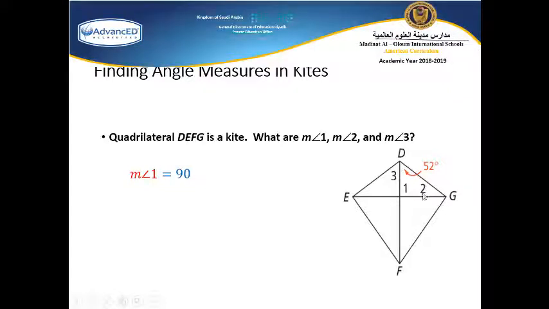From the triangle, we can find the measure of angle 2 by subtracting the sum of 90 plus 52, the given angle, from 180. Then the measure of angle 2 equals 38. How to find the measure of angle 3? Since the longest diagonal bisects the opposite angle, then the measure of angle 3 equals 52.